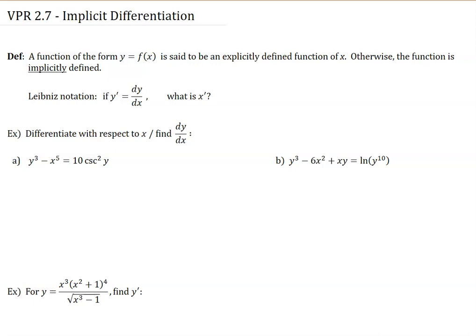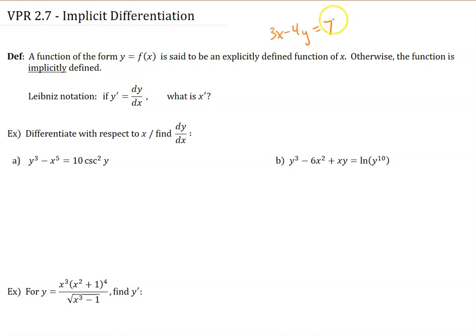2.7 in the book is about implicit differentiation, which is a method for taking the derivative of anything that is not written in explicit form. What I mean by explicit and implicit is, if a function is written as y equals and then everything on the right side is in terms of x, that is an explicitly defined function of x. If y is not isolated, for example, 3x minus 4y equals 7.